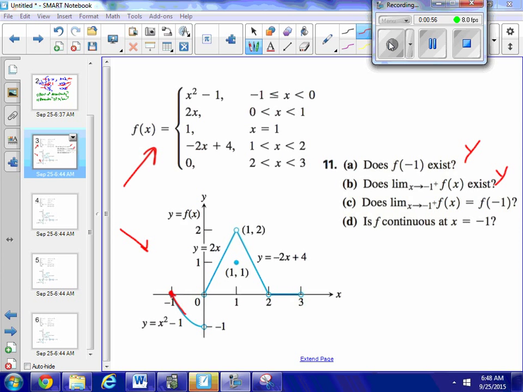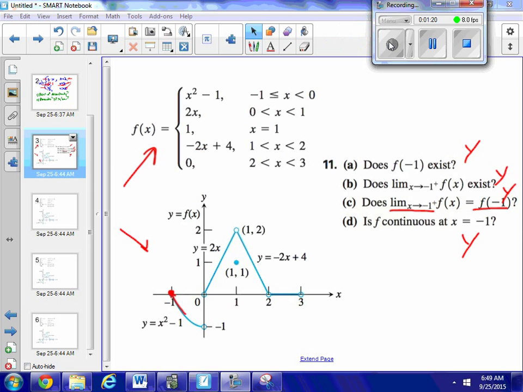The next question is, does the limit as x approaches negative 1 from the positive side equal f of negative 1? Well, yes, it does. They're the exact same. The limit is 0. So is f continuous at x equals negative 1? The answer is yes. Now, you got to think about this for a minute.